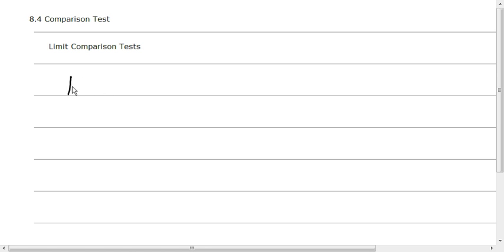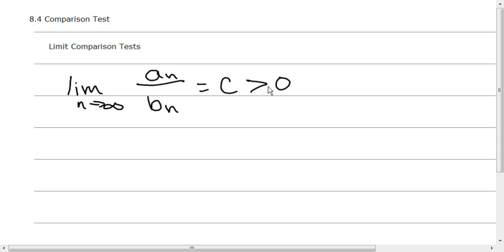First, the limit as n goes to infinity of the ratio a_n over b_n, if this limit is equal to c and c is greater than 0, then either both a and b converge or they both diverge.